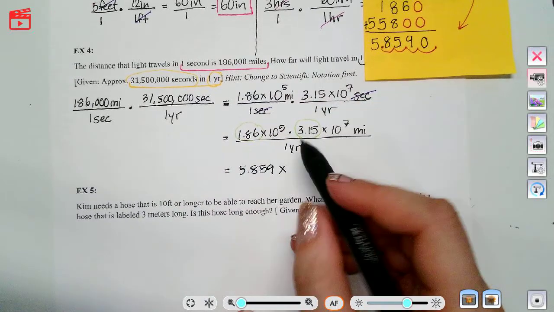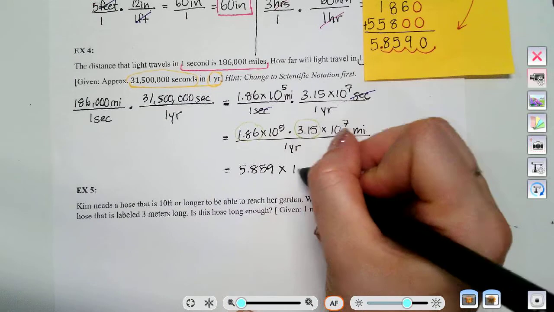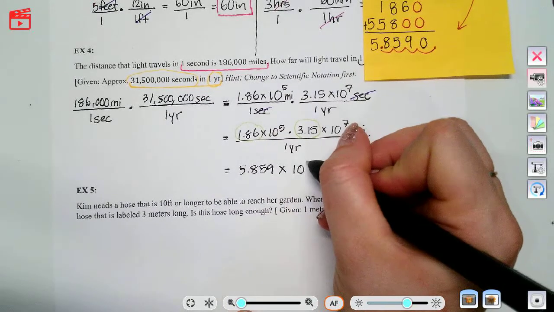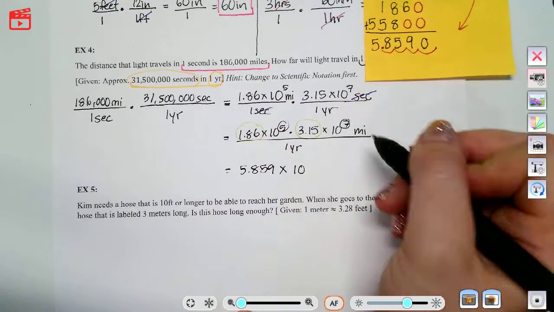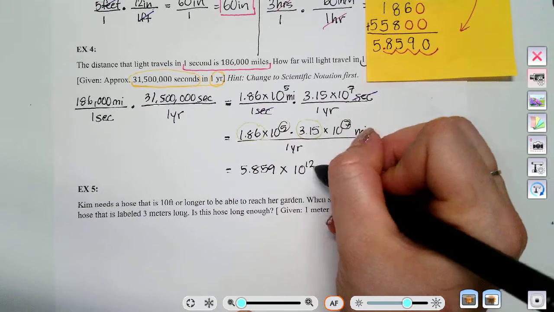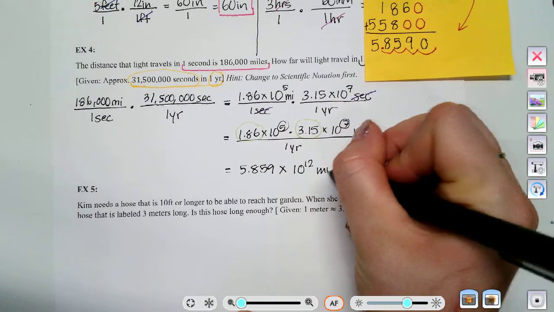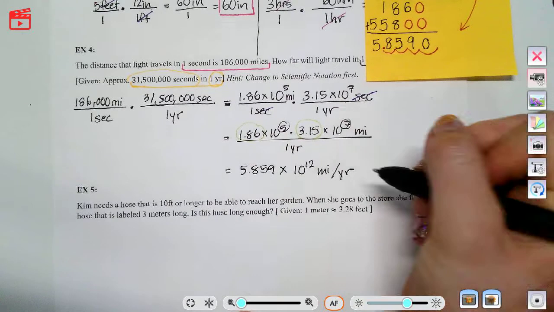5.859 times, and same thing, we're going to keep the base for the tens, add them up, so that's going to be 5 plus 5 plus 7, which is 12. So that many miles per year.